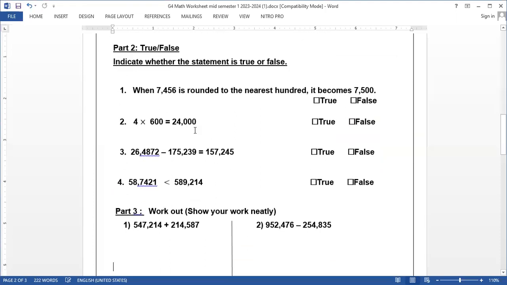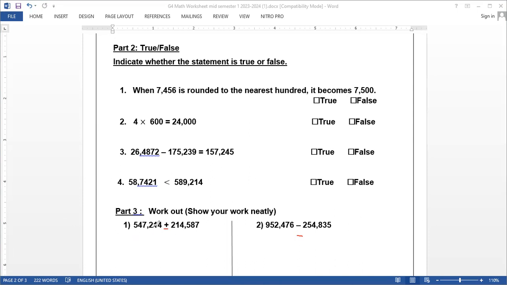Part 3, show your work neatly. Work out. So no choices, or no true or false. So you have to line up, because we have here adding and we have subtracting. It's very easy. You need to line up and find the answer. The most important thing is to write the numbers below each other.